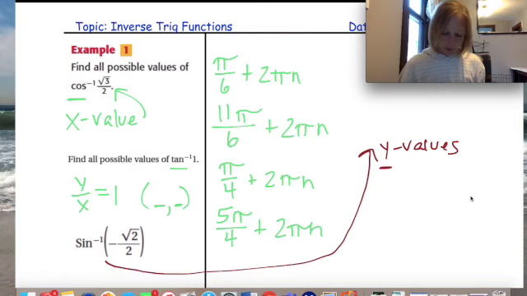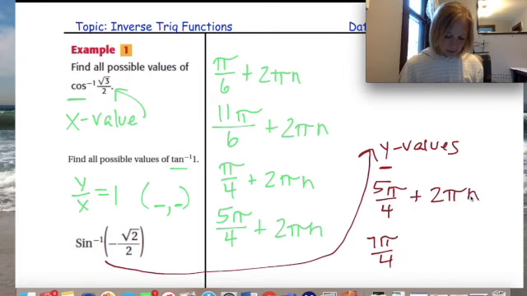I see it at 5 pi over 4. And then I see it again at 7 pi over 4. Don't forget to add that 2 pi n at the end to say, well, you could also spin around and you could land there an infinite number of times.